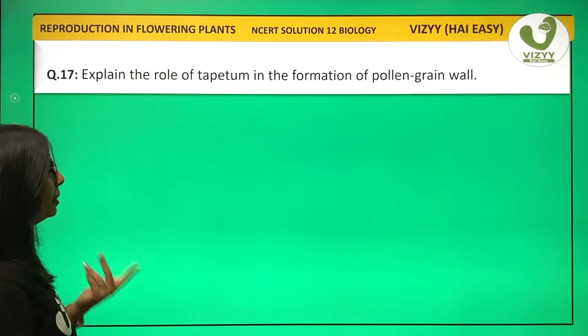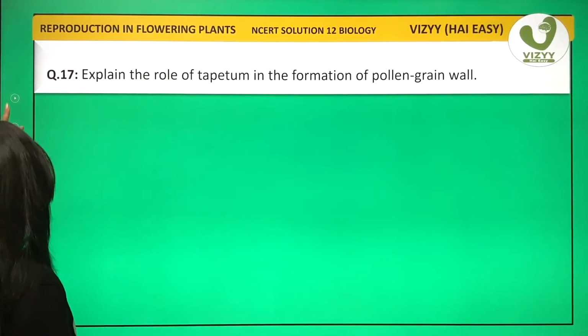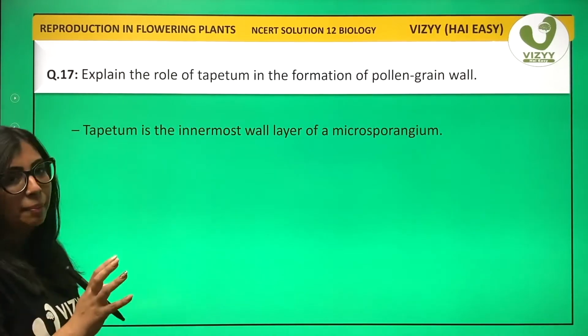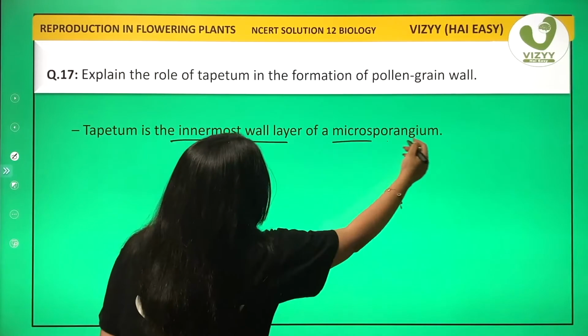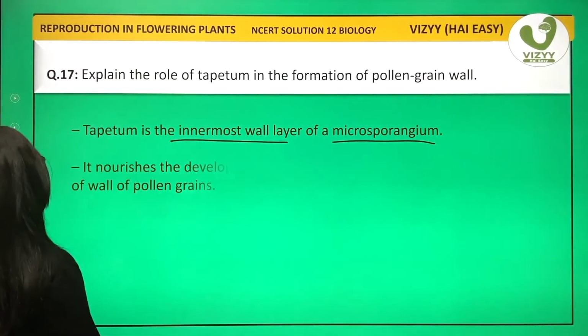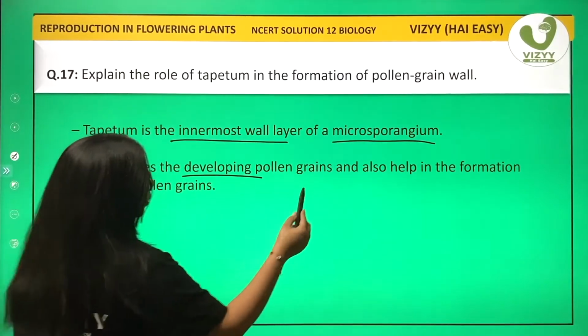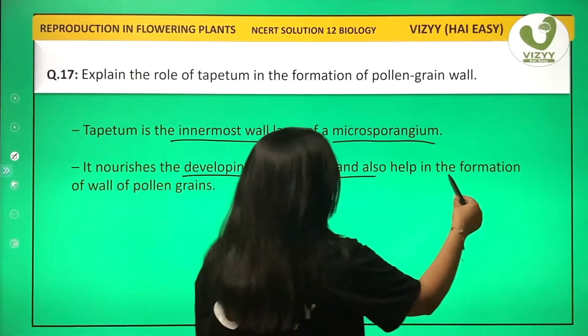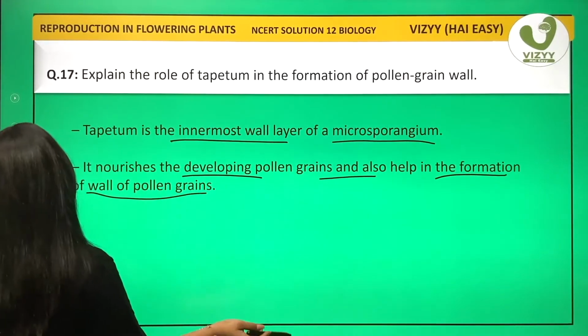The role of tapetum in the formation of pollen grain wall. Now, what is tapetum? Tapetum is the innermost wall layer of a microsporangium. It nourishes the developing pollen grain and also helps in formation of the wall of pollen grains.